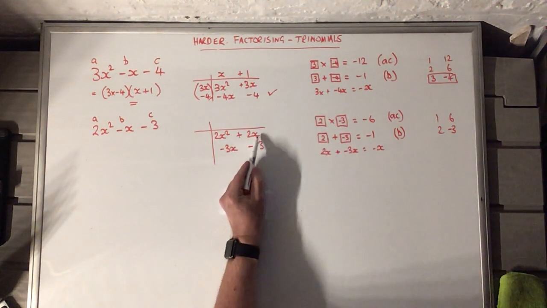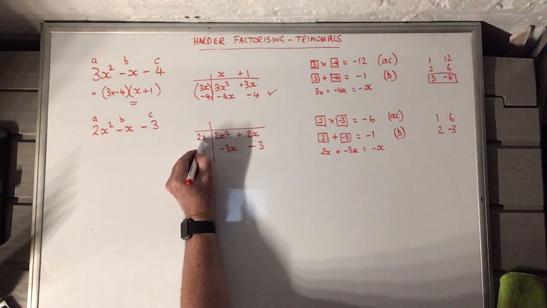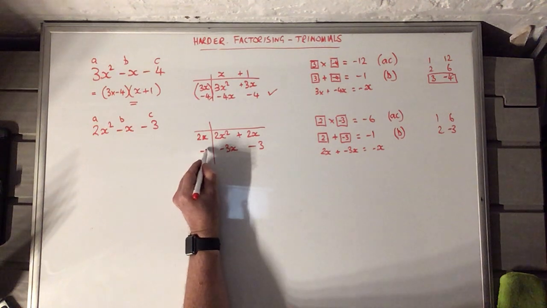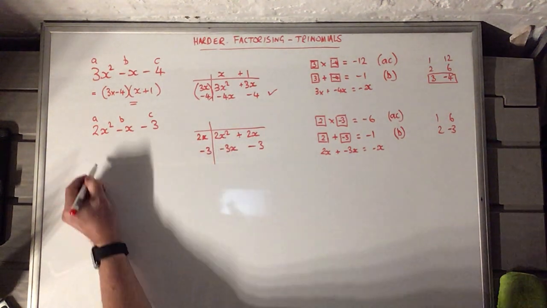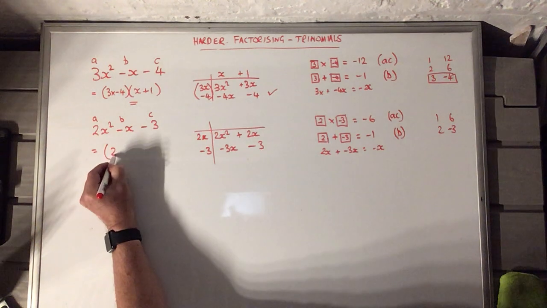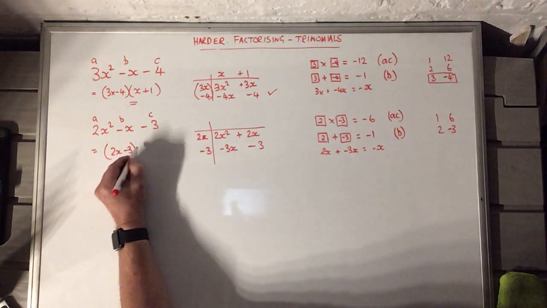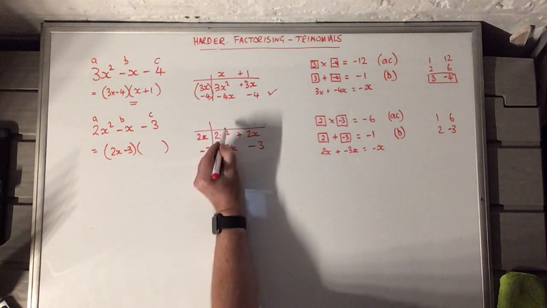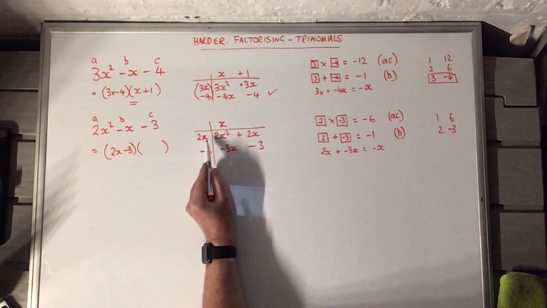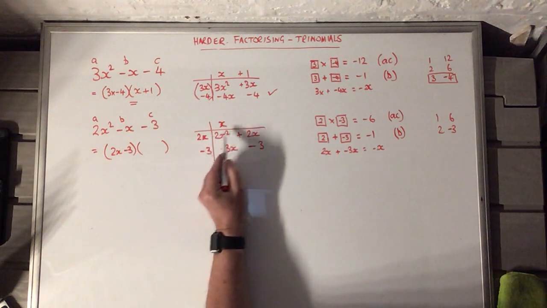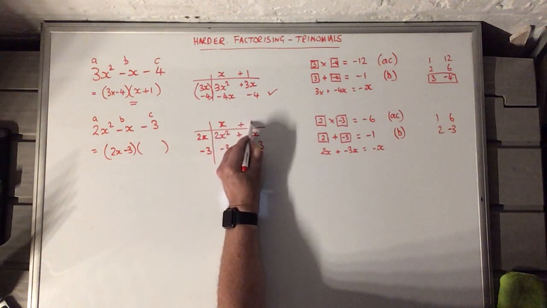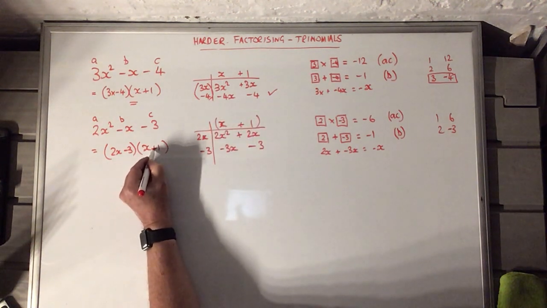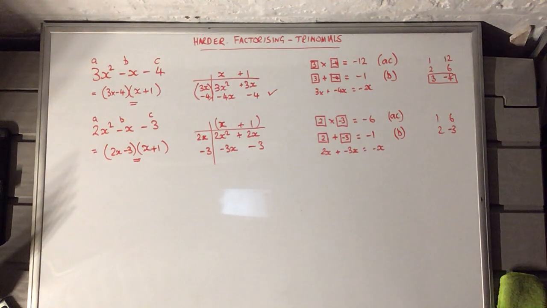So factorising the top, we get 2x. Factorising the bottom, remember it's a negative term, so we take the negative highest common factor out, which is negative 3. So that's going to be our first bracket, 2x minus 3. And our second bracket, well, we need to work that out. 2x times something gives me 2x squared, that's going to be an x. 2 times x, so the 2x times something gives me 2x, that's going to be 1. So that's going to be our second bracket, x plus 1. Finished.